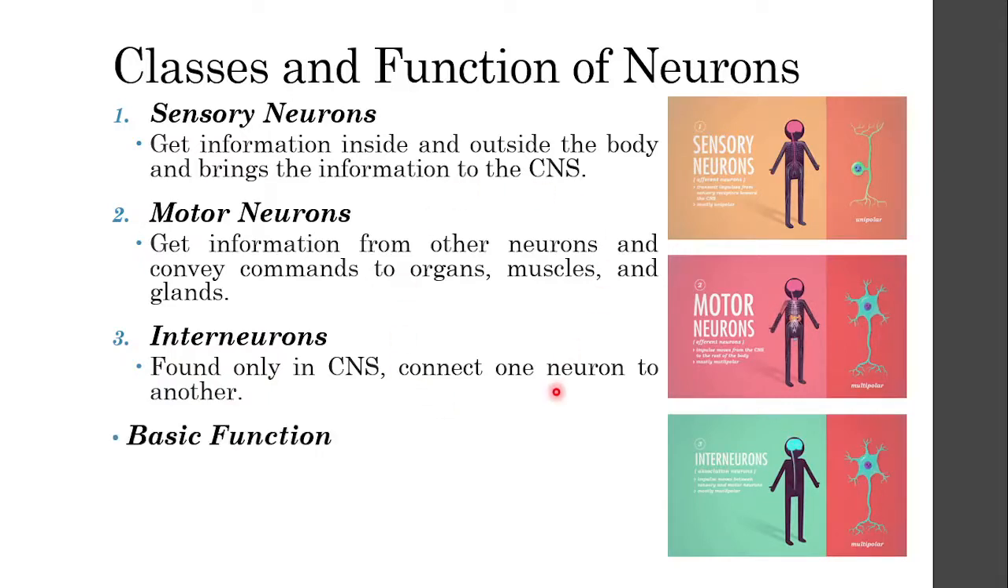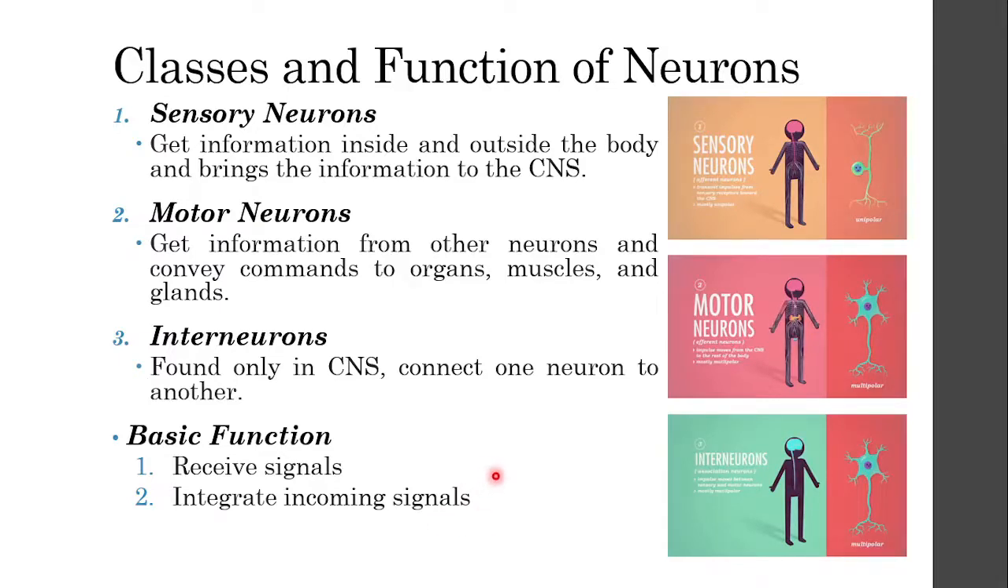The basic functions of neurons are, number one, to receive signals. Number two, integrate incoming signals. What I mean by this is a lot of the signals that we receive can be integrated into one big signal. And the reason that, for example, you feel one thing as much more painful than the other is basically this integration.